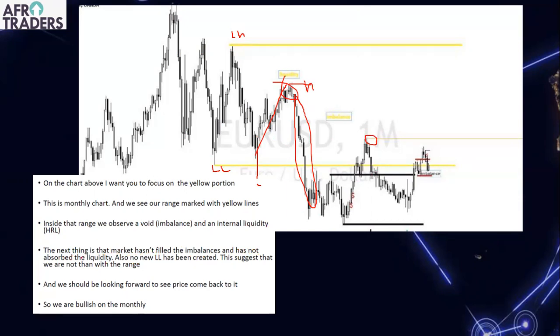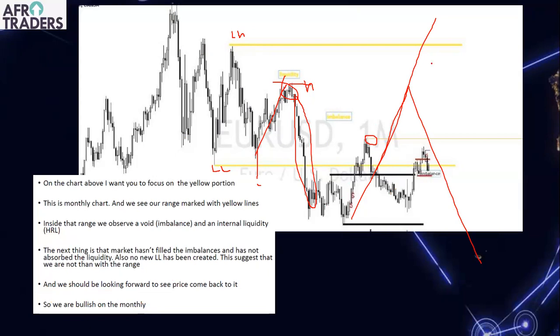Okay, so now we should be looking forward to see price go back in here to absorb liquidity before continuing to the downside. Unless we trade beyond this, then we know that we are not going down again. So we are bullish on the monthly.